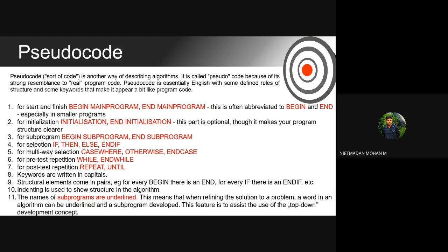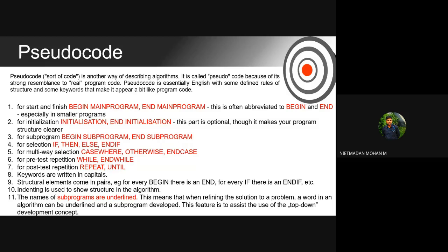So the next one will be pseudocode. Pseudocode is another way of describing an algorithm. If you are writing an algorithm, it will come in general English. Then we can write anything over there, and we want to produce an accurate result. That is the concept of an algorithm.